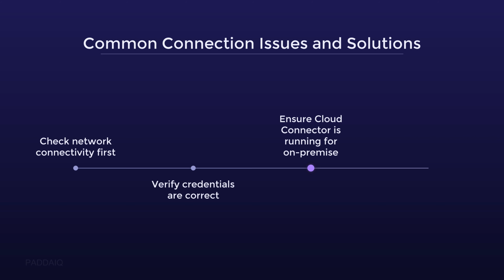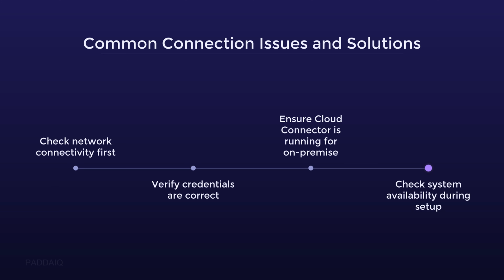Ensure Cloud Connector is running for on-premise. This means the software linking your local systems to SAP BTP must be active. For example, if a payroll application cannot access on-premise employee data, first check if the Cloud Connector service is started. Always verify its status to maintain a seamless connection.